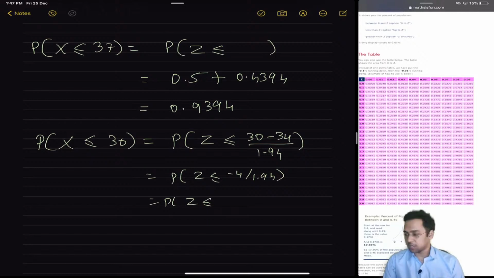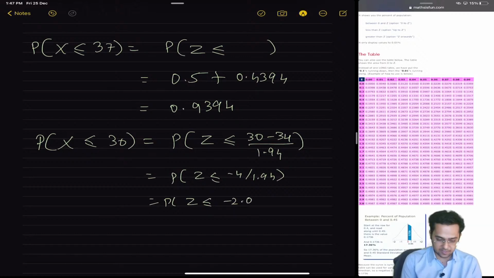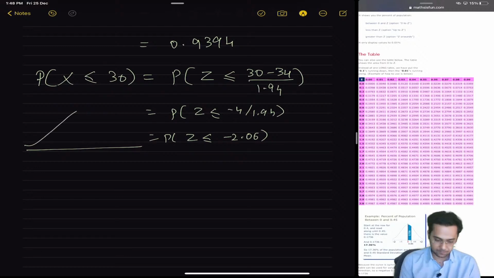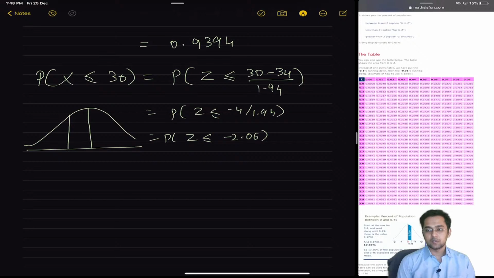कितना है? Minus 4, minus 2.06. Okay, minus 2.06. Now इसका probability निकालना is going to be a bit different task. So here when you draw the normal distribution, your minus 2.06 will be on this side, and we want this much region.